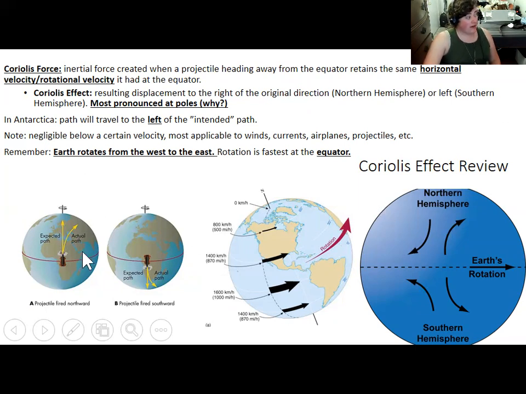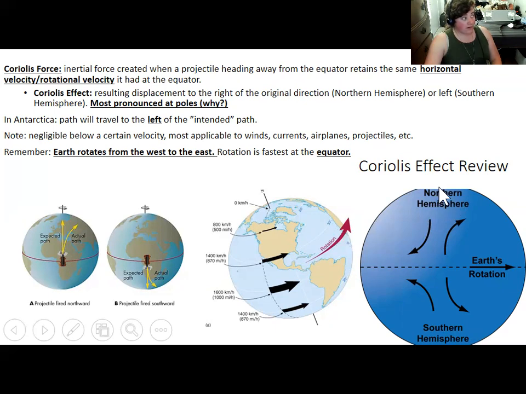What's happening is that as the projectile is moving north, the latitudes underneath it are progressively moving at slower and slower speeds in regards to the spinning velocity as you get closer and closer to the pole. But the projectile is still spinning east as if it were still going at the same speed it had when it started, aka the speed you get at the equator. And so it ends up overcompensating. It ends up being deflected to the right of its original path.